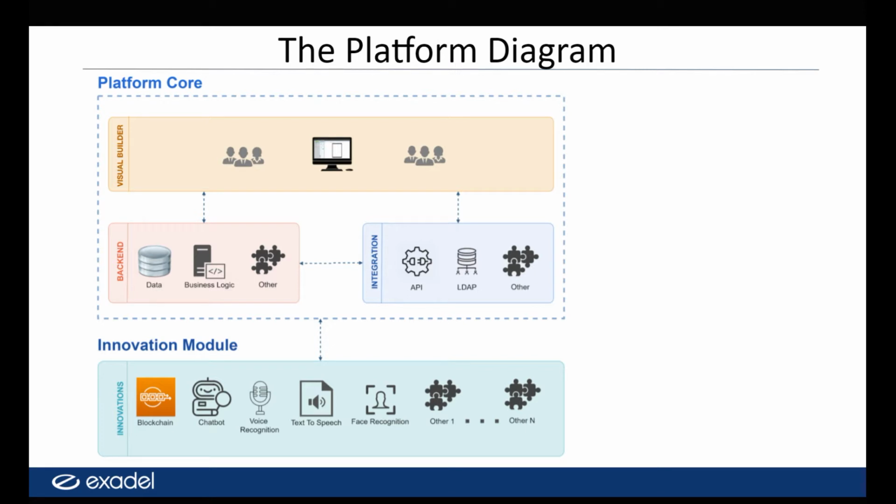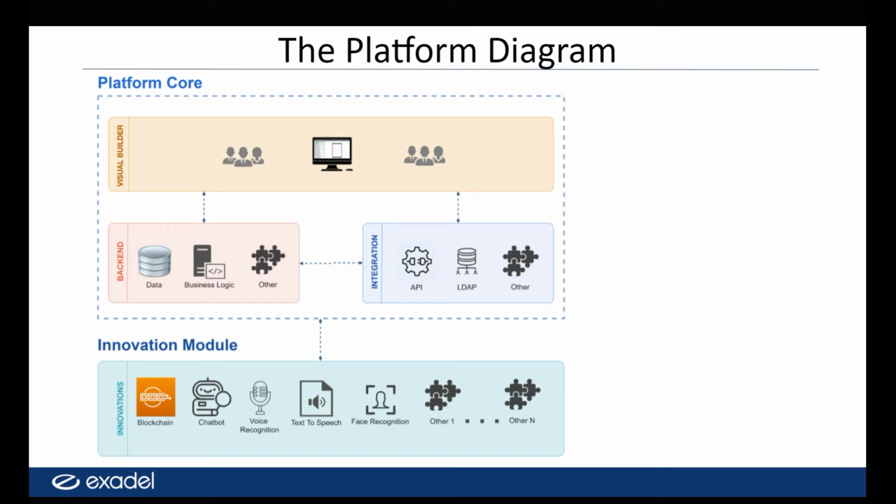Visual Builder is responsible for creating an application UI, backend is responsible for hosting database, server-side business logic, web hosting, push notification, and so on. The integration module is responsible for interaction with third-party systems, for example, REST services, SOAP services, LDAP, relational databases such as Oracle, MySQL, PostgreSQL, and other.